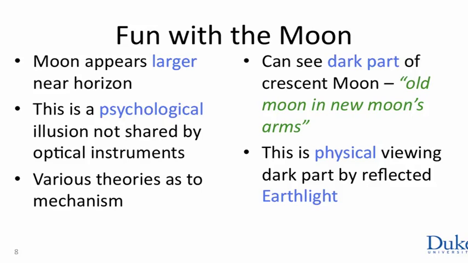On the other hand, there's this other famous illusion which is called seeing the old moon in the new moon's arms, which is that when you see a crescent moon where only a fraction of the moon is illuminated, then you can sometimes imagine to yourself that your mind completes the full disk of the moon, and you can see the part of the moon that is not illuminated by sunlight.